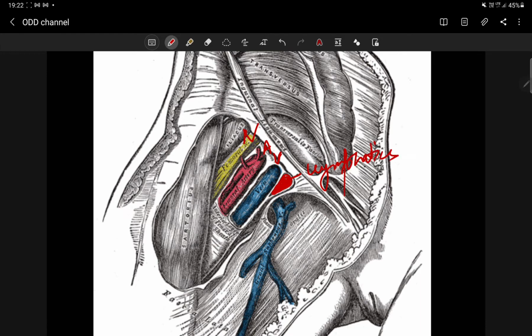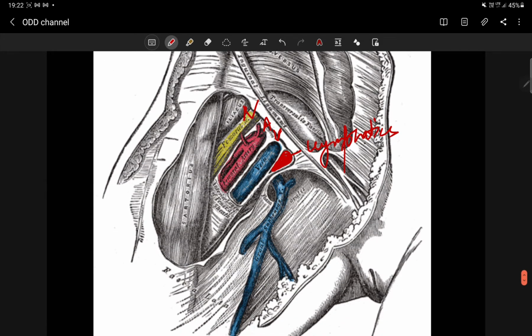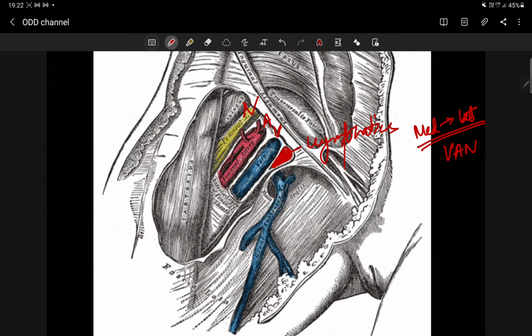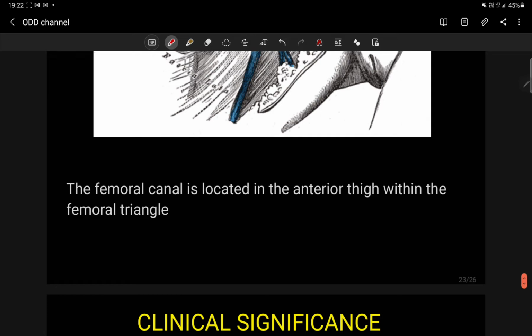Now, how can we remember this arrangement of the neurovascular structures? By the mnemonic VAN, VAN. It stands for the structures from medial to lateral. The femoral triangle is located in the anterior thigh.